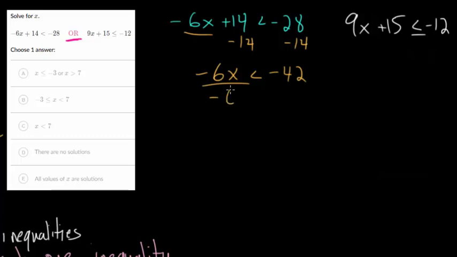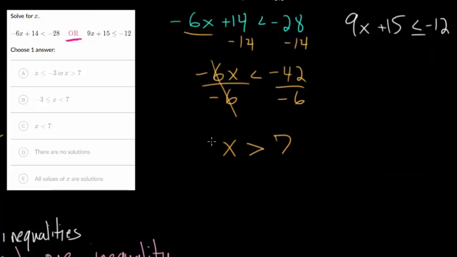Now we divide by a negative number, and this is the only difference between inequalities and equations: when you divide or multiply by a negative number, you have to flip the sign. So minus 6 divided by minus 6 is just 1. So you get 1x is now bigger, and minus 42 divided by minus 6, the two negatives cancel, and you get 42 divided by 6, which is just 7.